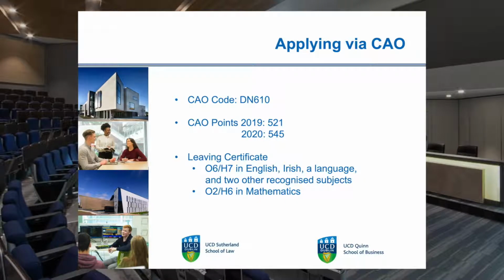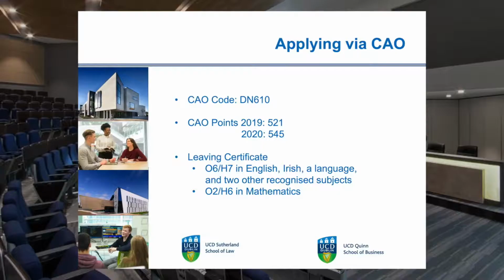Here we have the CAO codes for you. DN610 is the code for business and law, and the points for 2019 and 2020 were 521 and 545 respectively. Now, with the business and law, there are mandatory requirements that you must comply with in terms of subjects that you present. So you have to have an O6, H7 in English, Irish and a language, and then two other recognised subjects. You must also present mathematics at O2 or H6, and these are mandatory requirements for this programme.